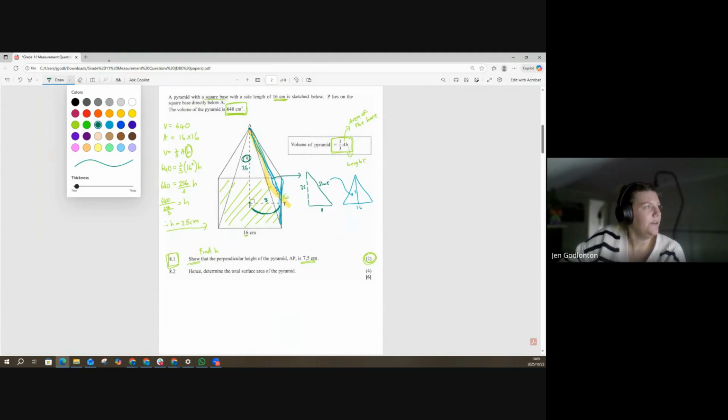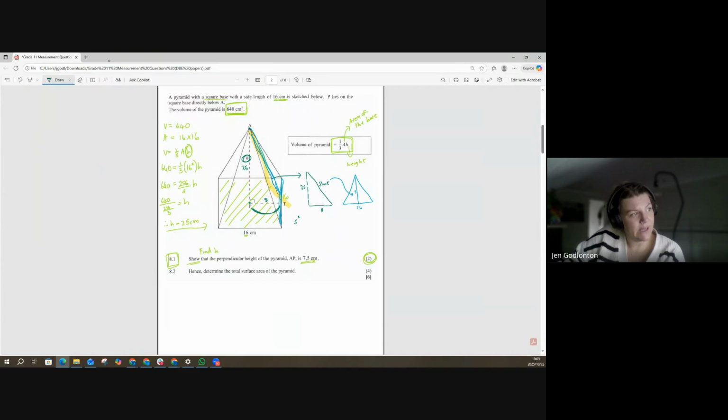So we know that our slant squared is going to be 8 squared plus 7.5 squared because of Pythagoras, which means our slant is going to be the square root of this, which means it is going to be 10.97. So now we know that this over here is 10.97. And we know that the base is 16. And we know that there are going to be 4 of them.